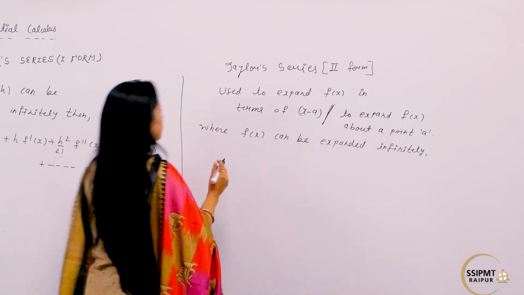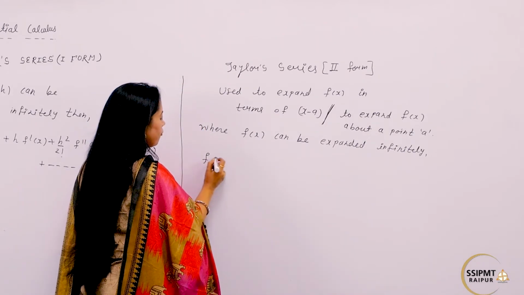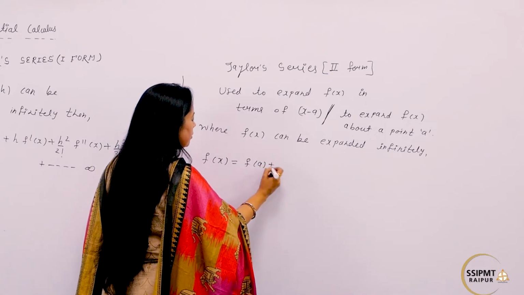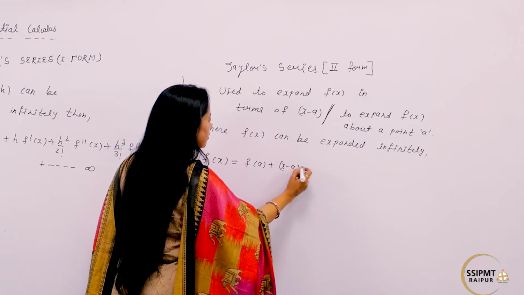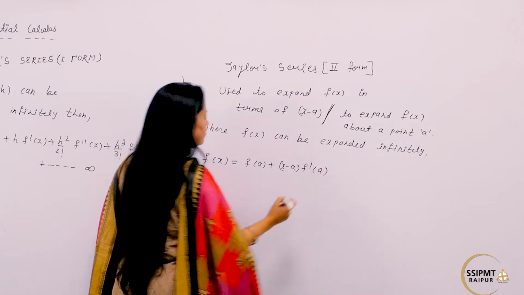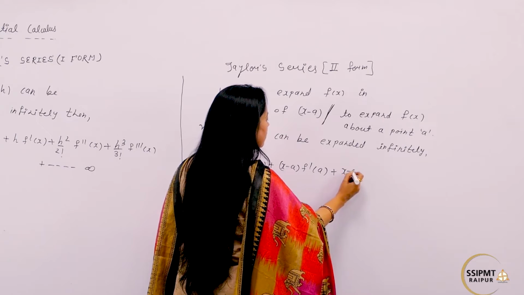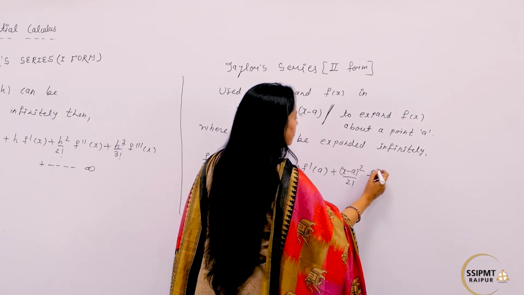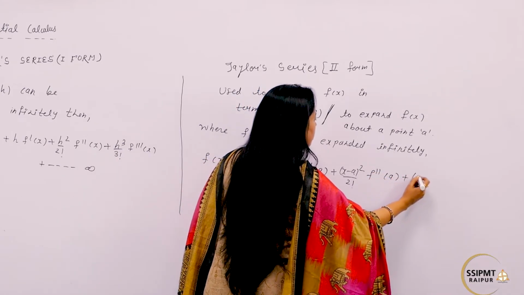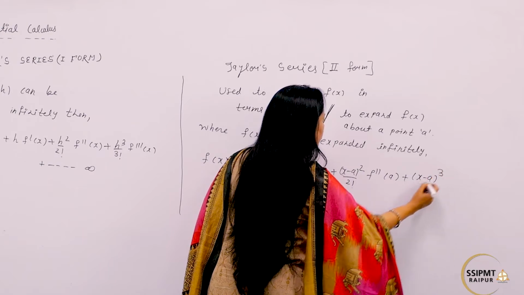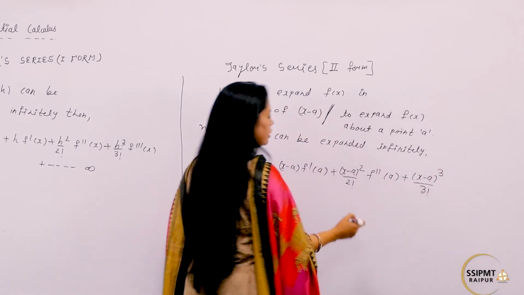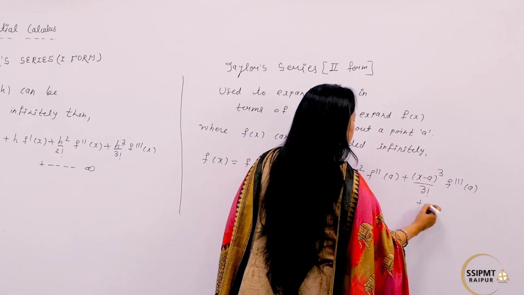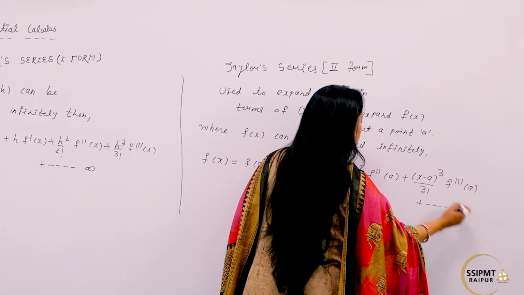So according to the Taylor series in second form, f(x) is equal to f of a plus x minus a f dash of a plus x minus a whole square by factorial 2 f double dash a plus x minus a whole cube by factorial 3 f triple dash a, and so on up to infinity.